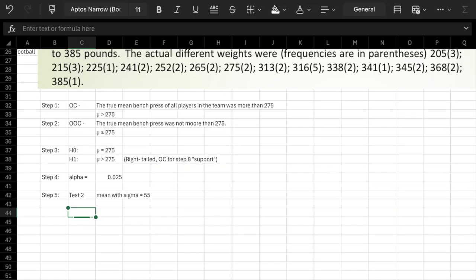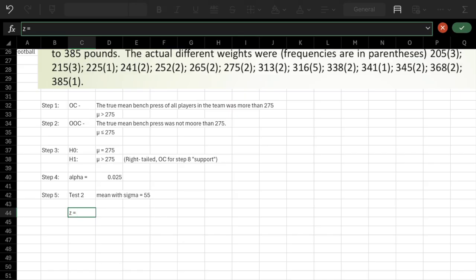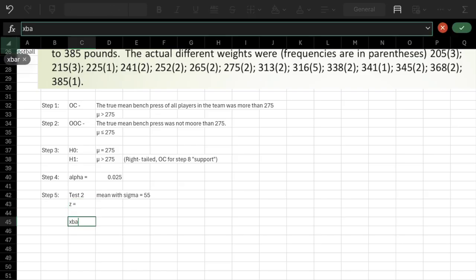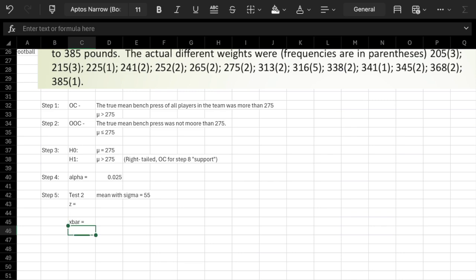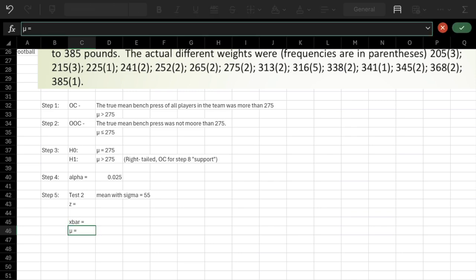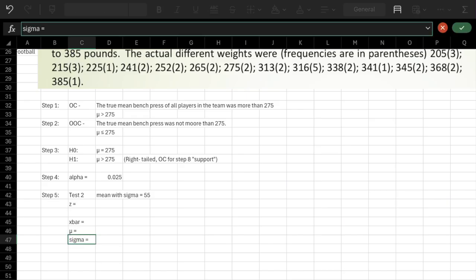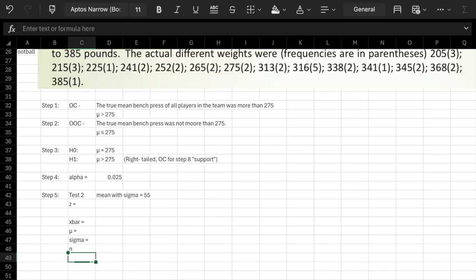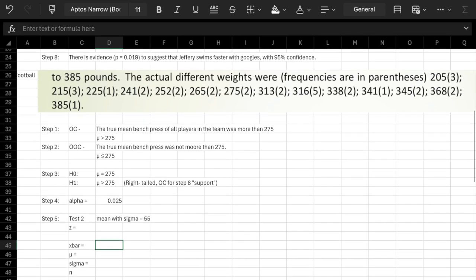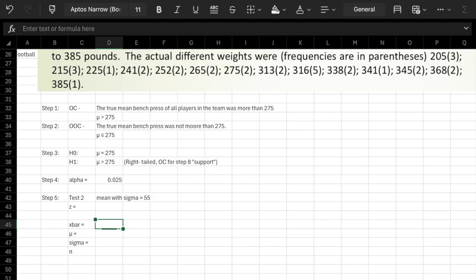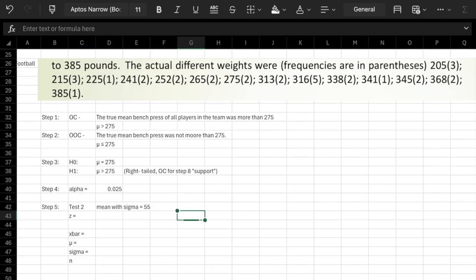So let's go ahead and do this then. So that's going to be z equals, now what do we need in order to get this? Well, we need x bar, we need mu, we need sigma, and we need n. Okay, now, for x bar, we are going to need to put in our data. So off to the side here, I'm just going to put in some data here.